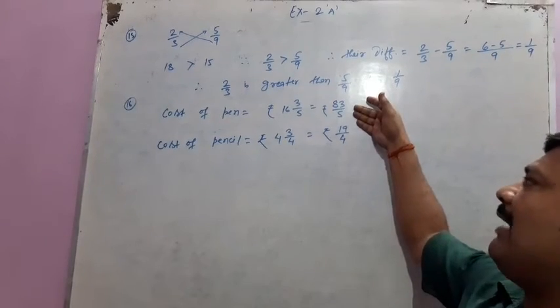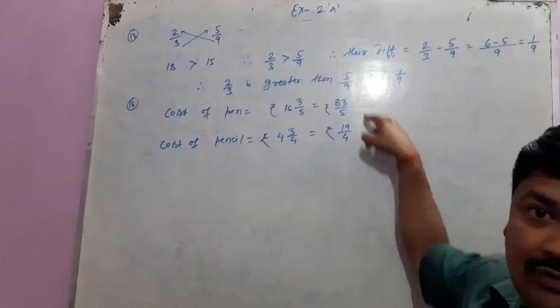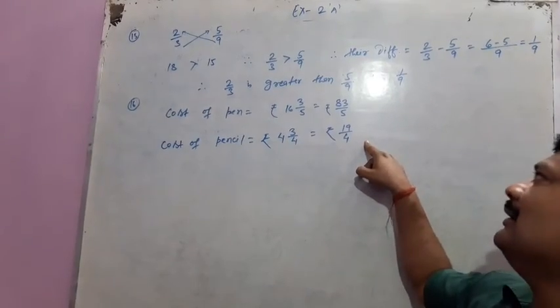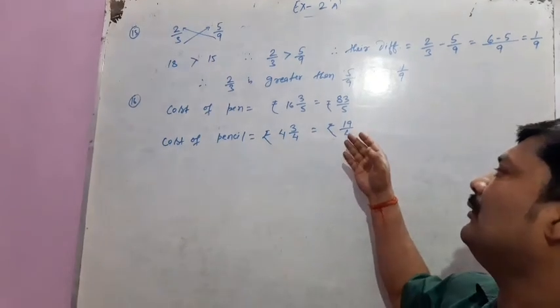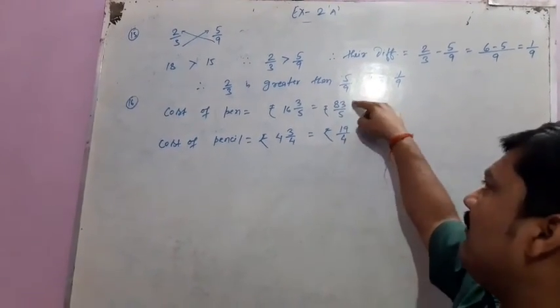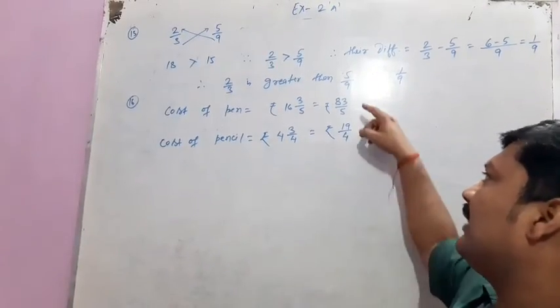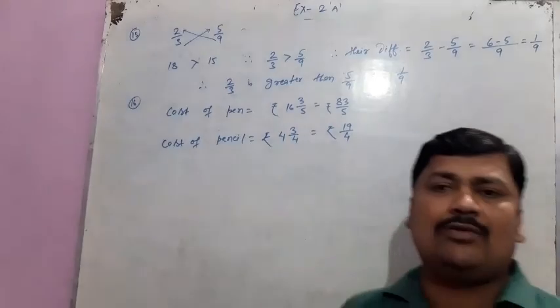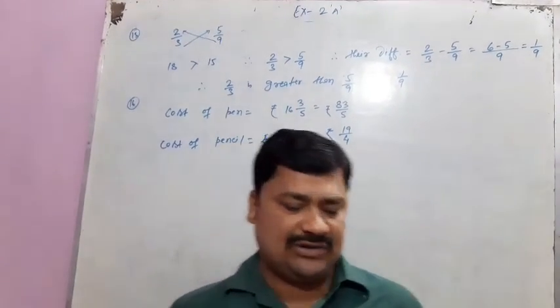So here we have to solve the question in the same way as question 15. First we have to compare both of the fractions, and then we have to subtract the value of the smaller fraction from the greater fraction. After that, we will get the difference. What is the difference between these two fractions?